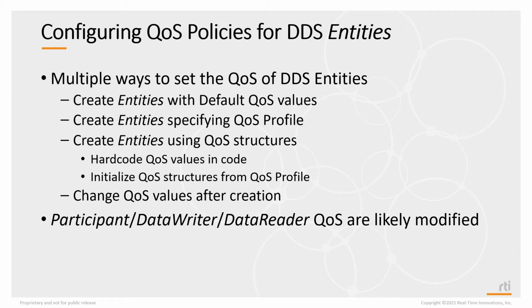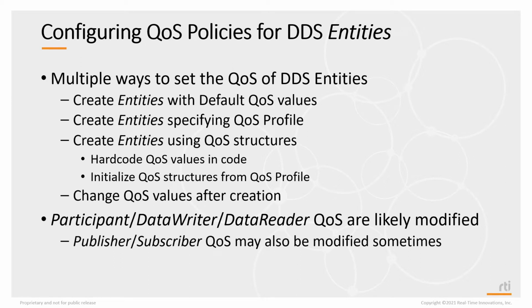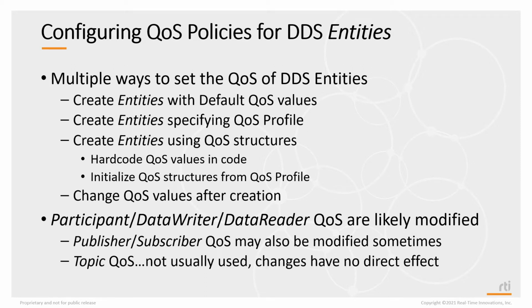Now, not every DDS entity that you create will need to have their QoS changed. More likely than not, participants, data writers, and data readers will be created with modified QoSs. Now, sometimes you'll also need to modify the publisher and subscriber QoS values.